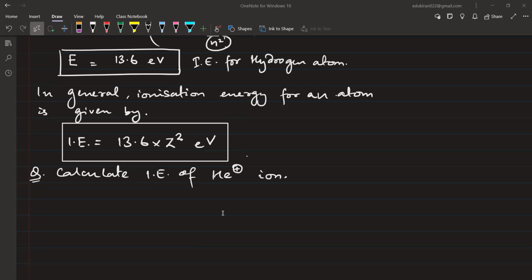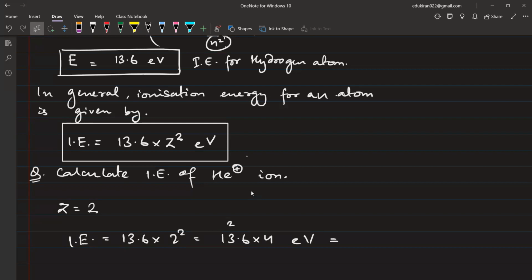Sir, 27. नहीं, तो स्क्वायर करना पड़ेगा ना इसको. हीलियम का क्या होता है? Z for helium will be Z is equal to how much? 2, right? So ionization energy will be equal to 13.6 into 2 square. That is equal to 13.6 into 4 electron volts. 6 4s are 24. 4 3s are 12. 13 and 14. 54. 4 1s are 4 and 5. 54.4 electron volts. Got this? Yes, sir.